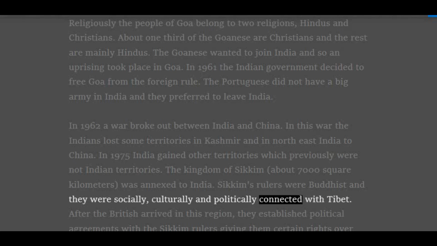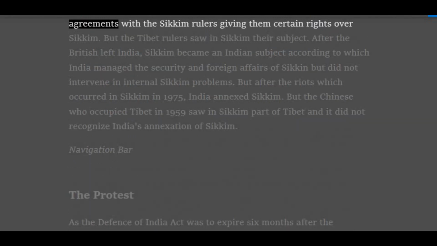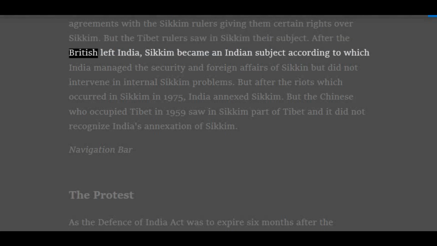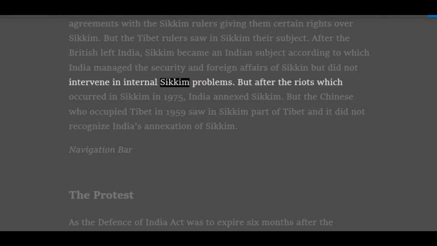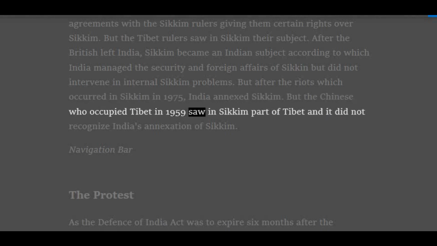Sikkim's rulers were Buddhist and they were socially, culturally, and politically connected with Tibet. After the British arrived in this region, they established political agreements with the Sikkim rulers giving them certain rights over Sikkim. But the Tibet rulers saw in Sikkim their subject. After the British left India, Sikkim became an Indian protectorate, according to which India managed the security and foreign affairs of Sikkim but did not intervene in internal Sikkim problems. But after the riots which occurred in Sikkim in 1975, India annexed Sikkim. But the Chinese, who occupied Tibet in 1959, saw in Sikkim part of Tibet and did not recognize India's annexation of Sikkim.